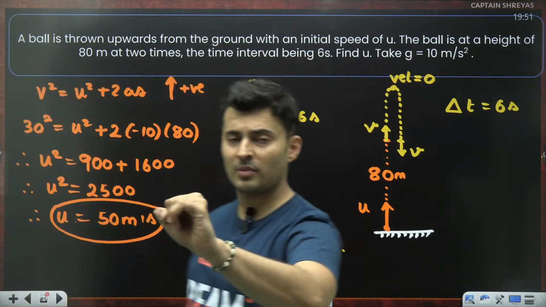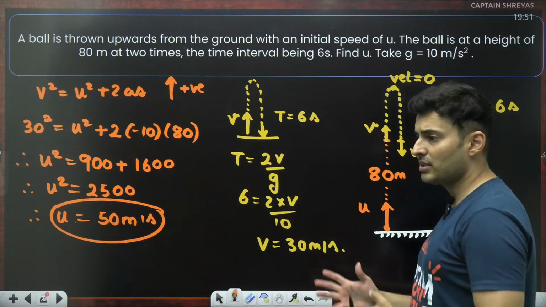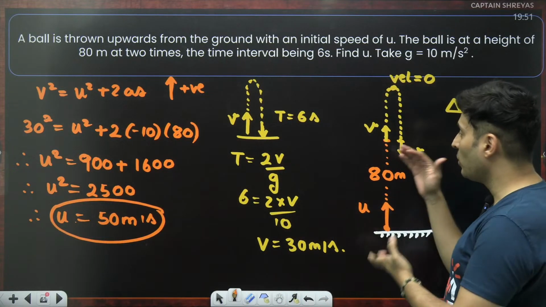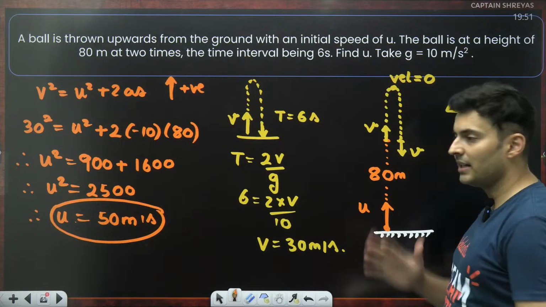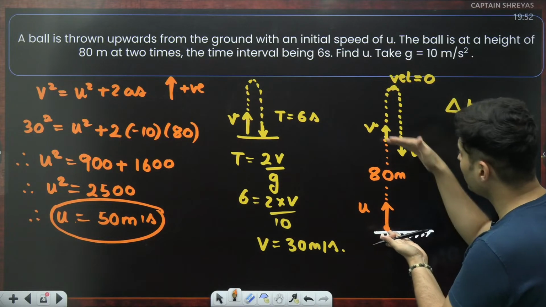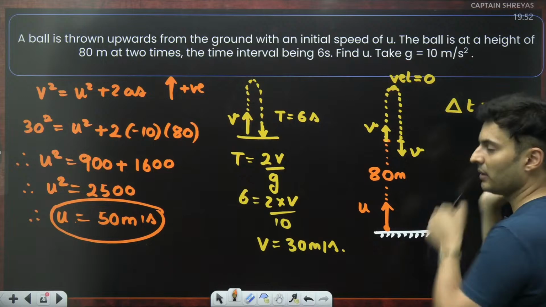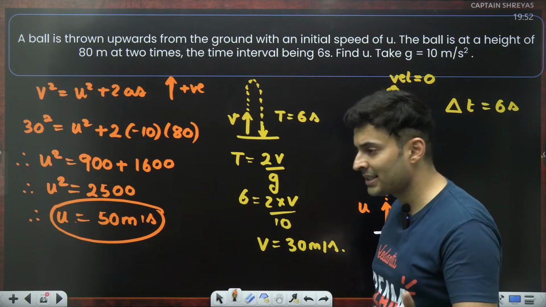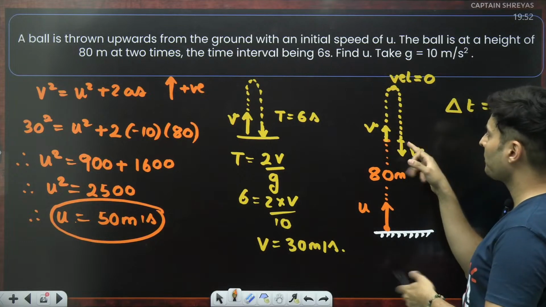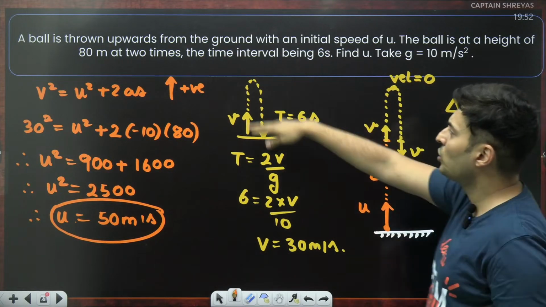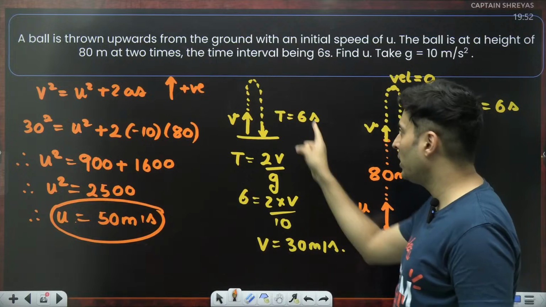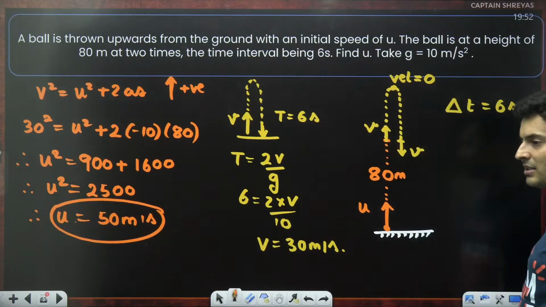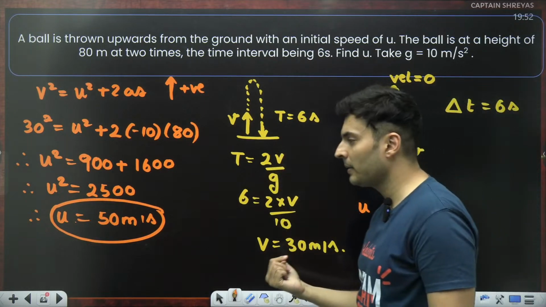What did you learn from this problem? You learned sometimes a problem needs to be broken into parts, which is exactly what we did here. A part from here to here and second part from here to here. For each part, you can use your own equations or formulas. Like for this part, I saw this is just like throwing a ball up and it coming back to the same point, total time being 6 seconds. So I use the formula directly.